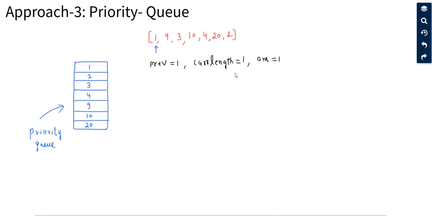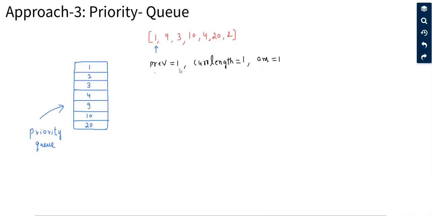Initially, we have the previous variable, which contains the previous element of the array, current length, which contains the current running length of the longest consecutive subsequence, and answer, which will contain the final length of the longest consecutive subsequence.